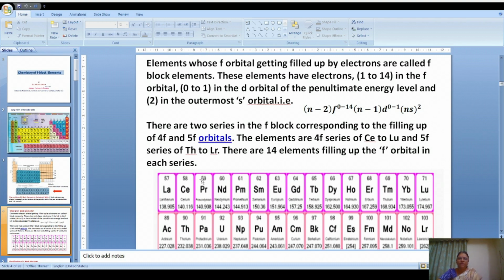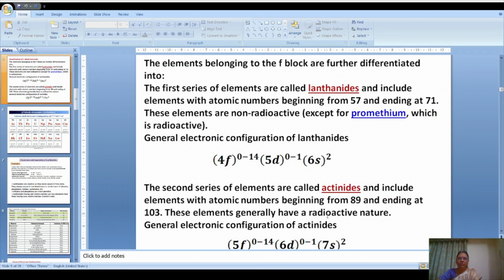The elements of the 4f series, they are from cerium to lutetium, and the elements of the 5f series, they are from thorium to lawrencium. The first series of elements where the 4f orbital is in the process of filling, they are known as lanthanides, and the atomic number includes 57 to 71. All these elements are non-radioactive except promethium, which is radioactive. So the general electronic configuration of lanthanide elements is 4f 0 to 14, 5d 0 to 1, 6s2.